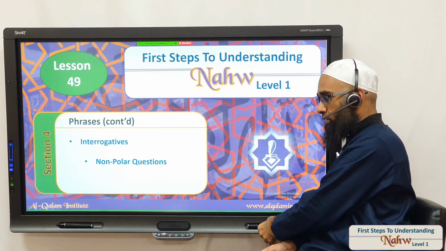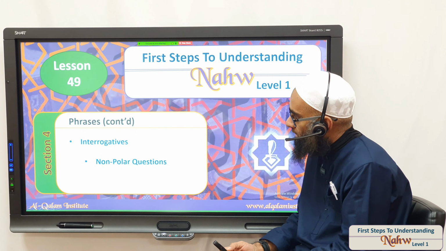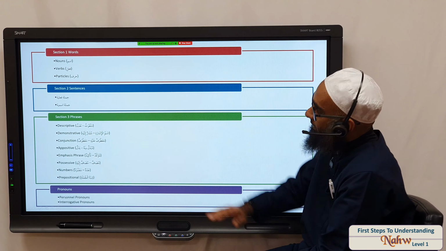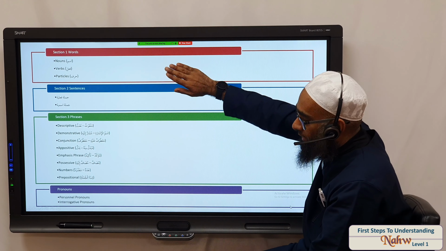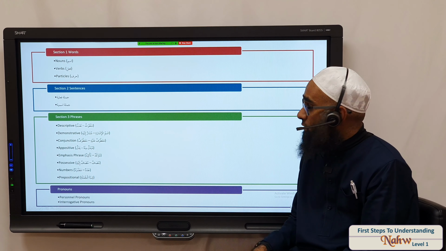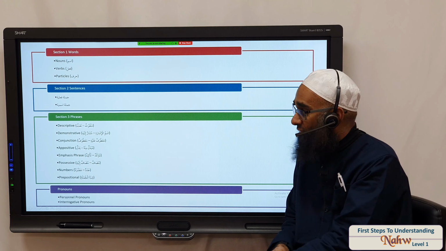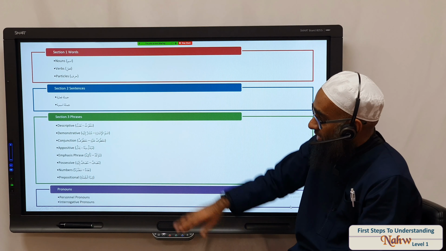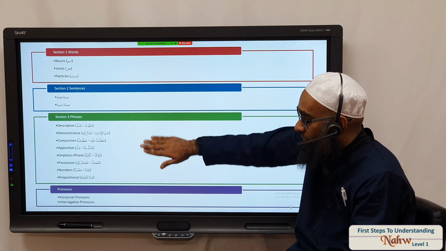So moving on, we're now going on to interrogatives. If we look at it here, within the words, ism, fi'l, harf. Within that, we did jumla ismiya and we did jumla fi'liya. Then we had phrases, and there are different types of phrases.